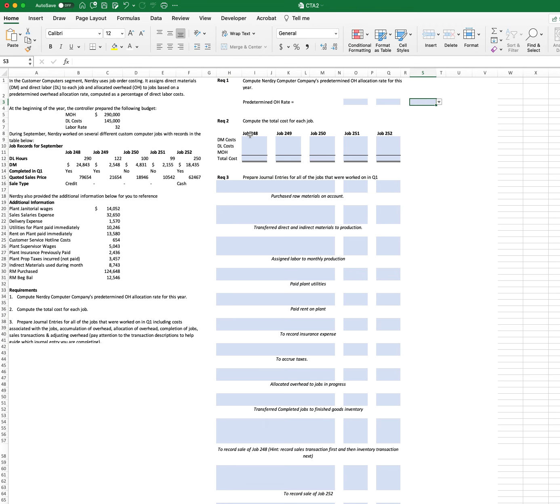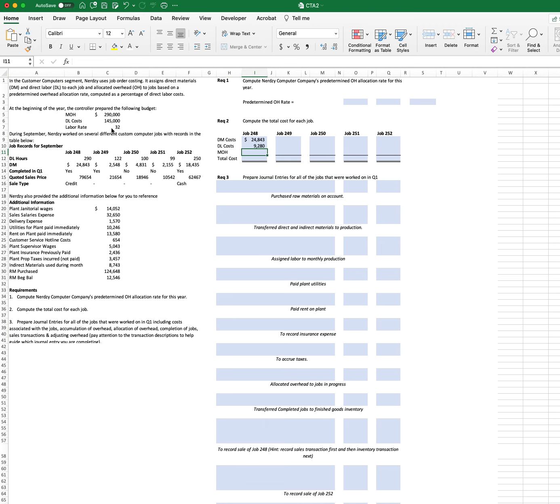Then, in requirement 2, you're going to compute the total costs for each job. So, direct materials cost are just given to you, and you can cell reference those. Direct labor costs, we have direct labor hours of 290, and we have a labor rate up here of 32. So we can do a cell reference of the number of hours and multiply it by the rate.